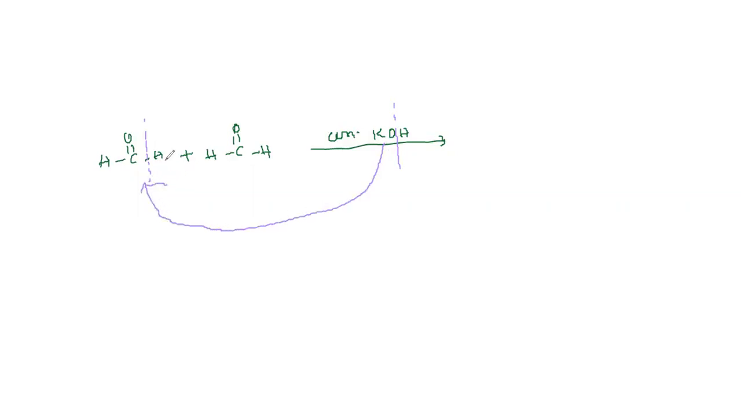Now I will tell you the shortcut method for how to write the answer for any compound. For example, HC double bond OH plus HC double bond OH, then concentrated KOH. How do we write it by the shortcut method? Simply break this bond, similarly break this bond. Instead of hydrogen, this hydrogen is shifted here, then another hydrogen is shifted and attached to oxygen.